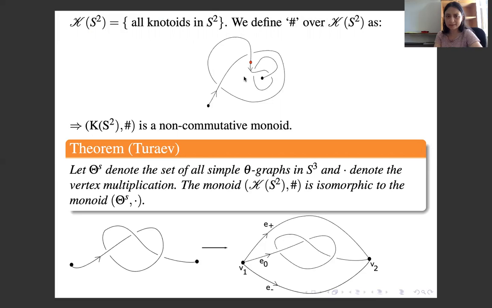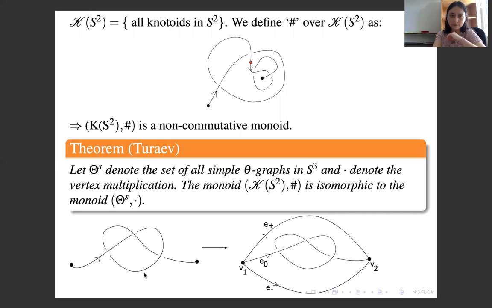So Turaev observed that we can relate a knotoid diagram given in the two-sphere to a simple theta graph or theta curve. A theta graph is simply a graph embedded in three-dimensional space with two vertices and three edges incident to these two vertices. So it's a trivalent graph in three-dimensional space. And the simple theta graph is a theta graph with two of its edges, the lower and the upper edges, bounding a disk in three-dimensional space.